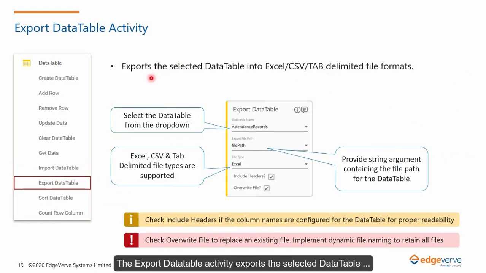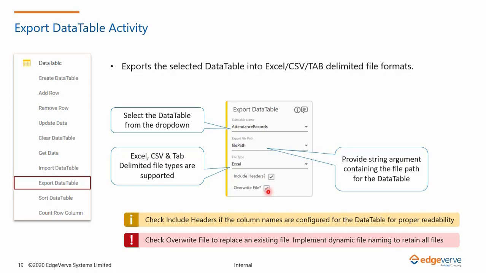The Export Data Table activity exports the selected data table into Excel, CSV or tab delimited file formats. You select the data table, the file type, the file path where you want to generate the exported file. Check Has Headers option to include headers in the exported Excel and Overwrite File option to overwrite the file if it already exists.